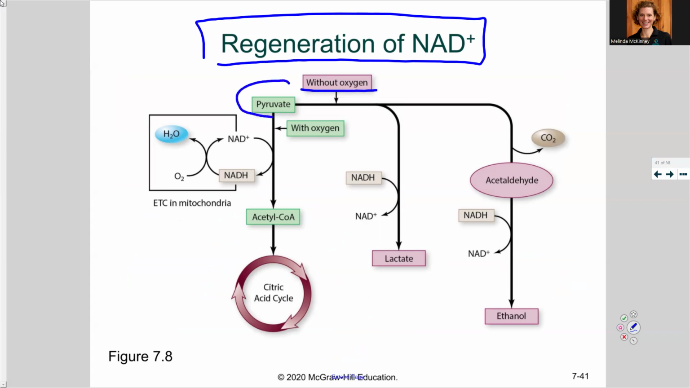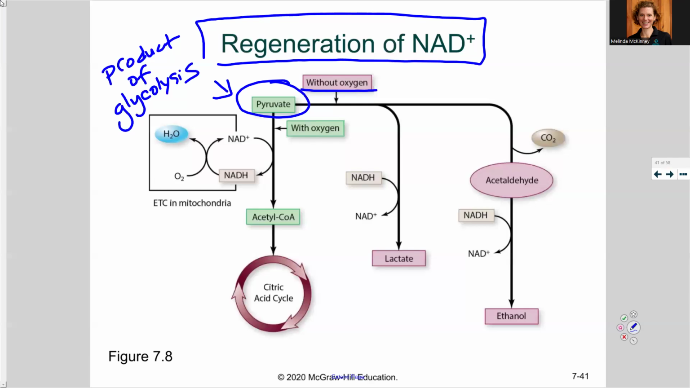We have pyruvate, which is the product of glycolysis, which is the first step in cellular respiration. It occurs in the cytoplasm. And some organisms, that's all they do, right? So they're only going to do this, which predated aerobic cellular respiration. So you get pyruvate, and then there's a couple options.